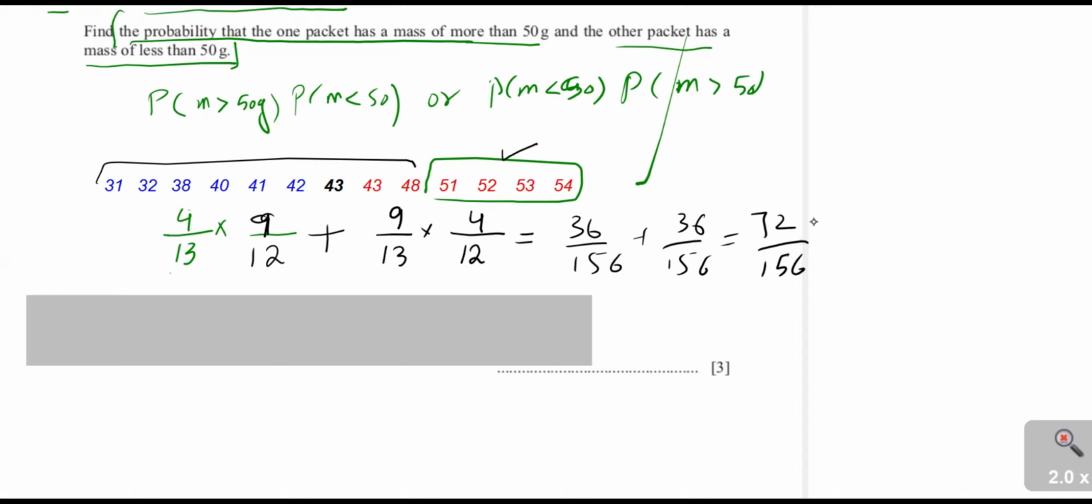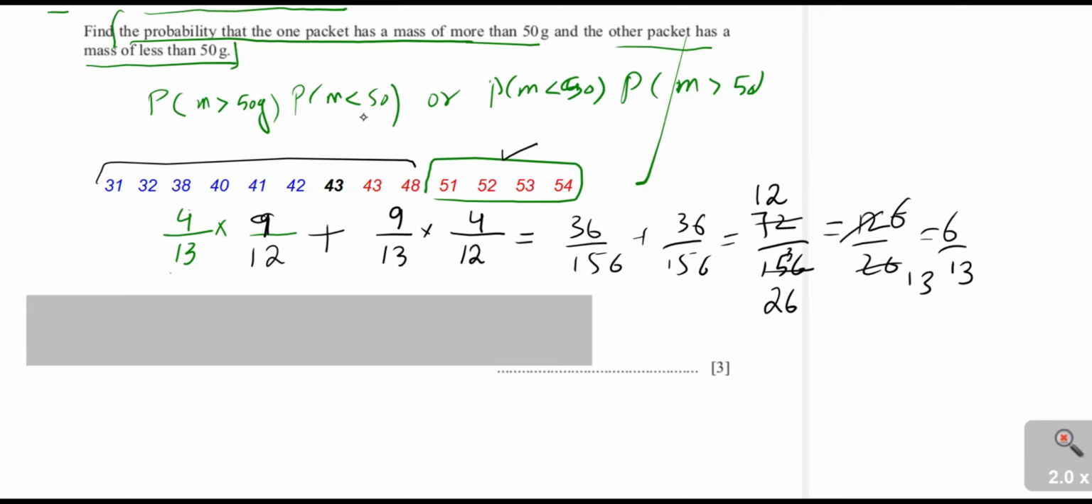We can divide this value by 6. 6 times 1 is 6. 6 times 2 is 12. And 6 times 2 is 12, 3 will be carried, and 6 times 6 is 36. And we will divide this 12 over 26 by 2. We get 6 over 13. And 6 over 13 is the probability of this value. And this is the answer.